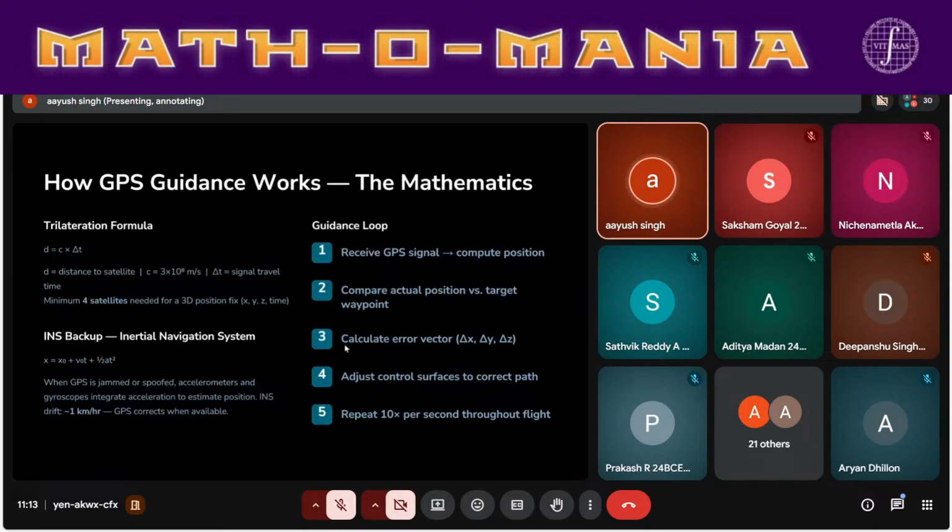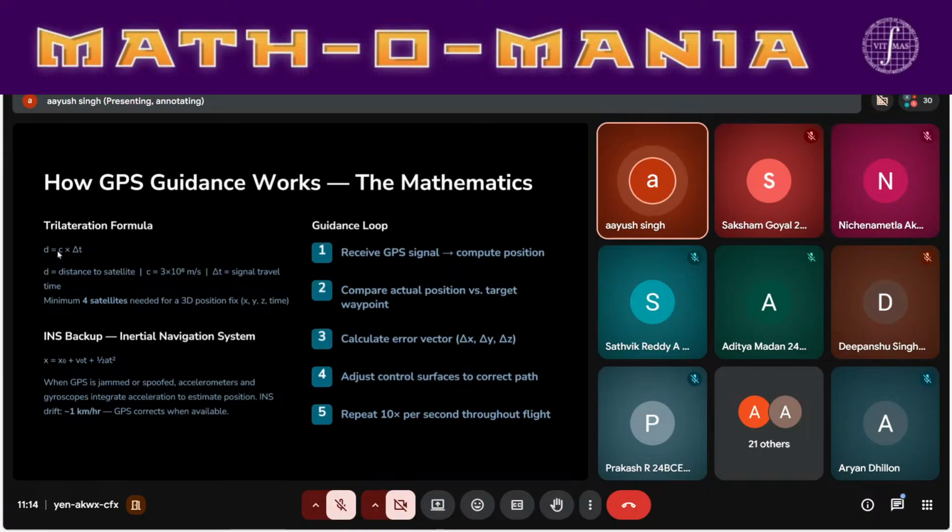Then it calculates how much it has deviated from the path with the help of delta x coordinate, y coordinate, and z coordinates. To calculate these, we need at least 4 satellites. 3 satellites are for x, y, and z coordinates, whereas the fourth satellite is to calculate the exact time after launch. First of all, let us see the trilateration formula before going further into the guidance loops.